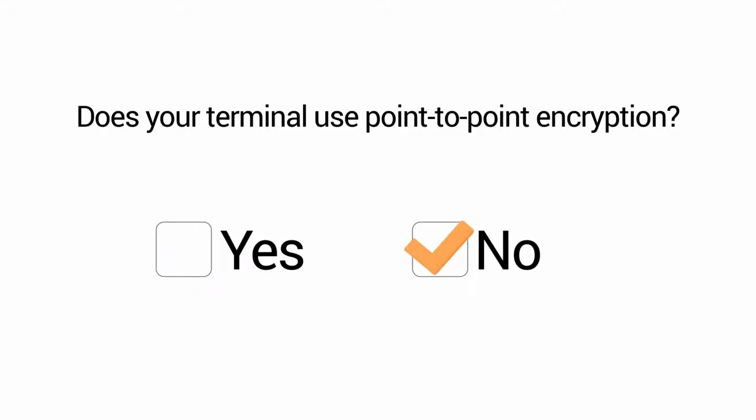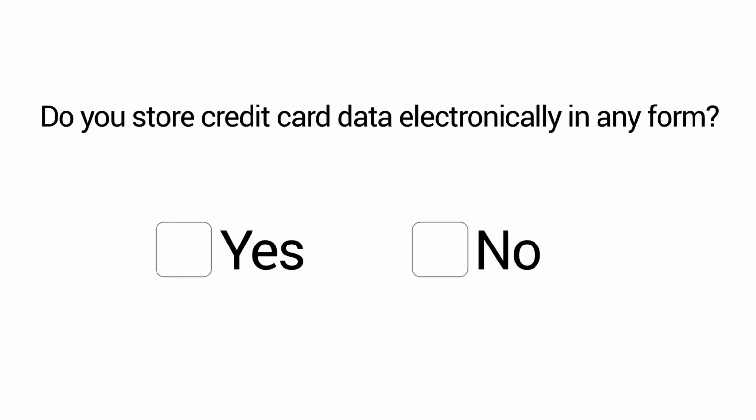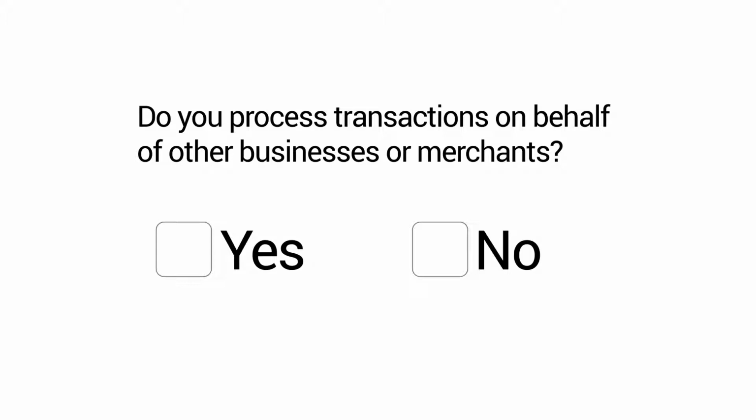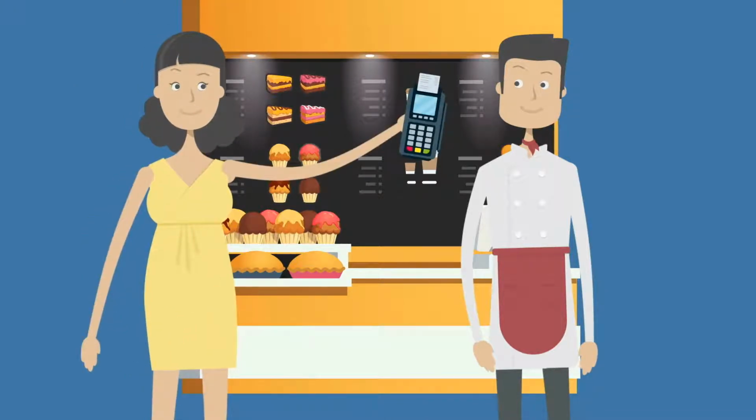If not, select No. The system will now ask you about the way your terminal is connected. Please select the correct answer for your business and click Next. We picked Dial-Up and then Ingenico ICT220 as an example. Click Submit to save the data and then Next to go to the next questions. Do you store credit card data electronically in any form? Yes, no. Do you process transactions on behalf of other businesses or merchants? Yes, no. For example, a neighboring business asks to use your machine to run transactions for their business.